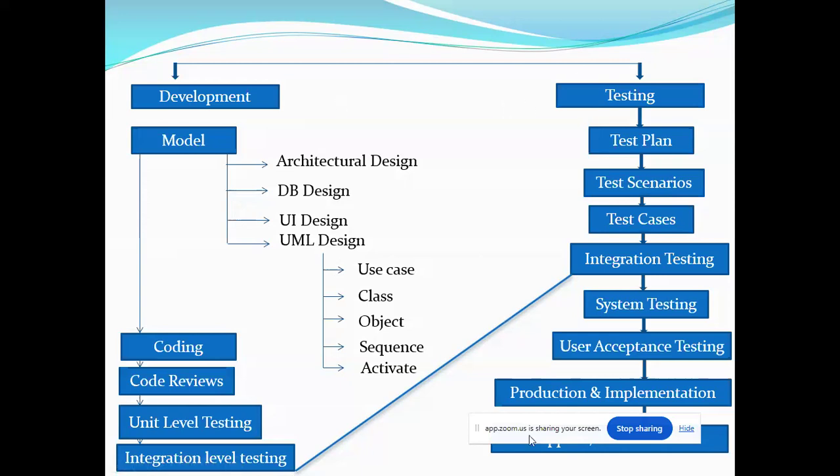In SRS there are two phases. One is the developer phase, another is what? The QA phase. What will the developer do? Just now we discussed, right? A developer will not immediately write the code. So the developer will go with what? Designs. The designs are nothing but what? Architectural designs, DB designs, UI designs, UML designs. There are a lot of designs. First they will finalize the design. Once the designs are finalized, then they will start writing the code.